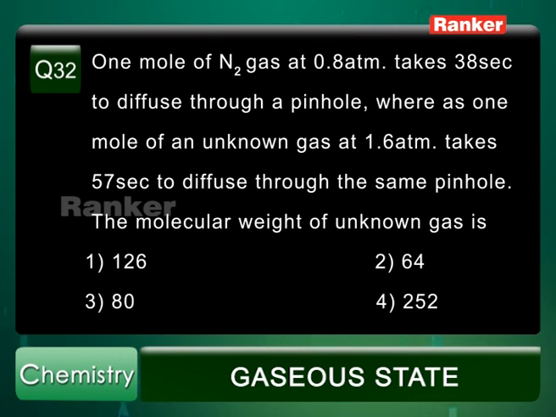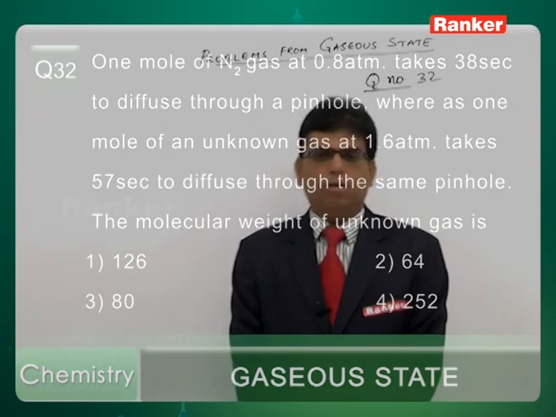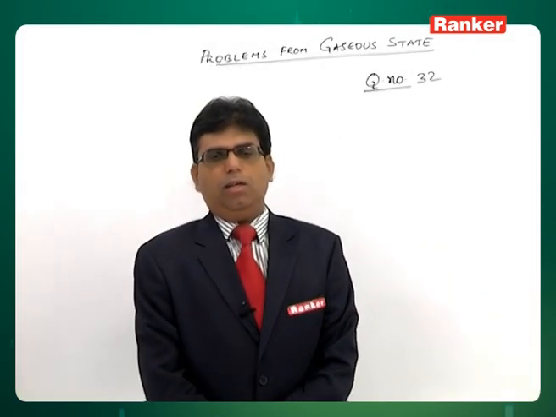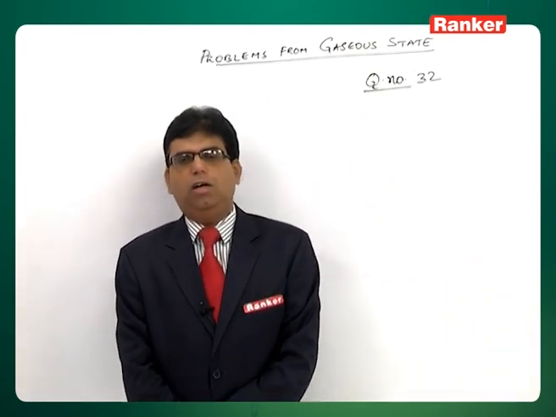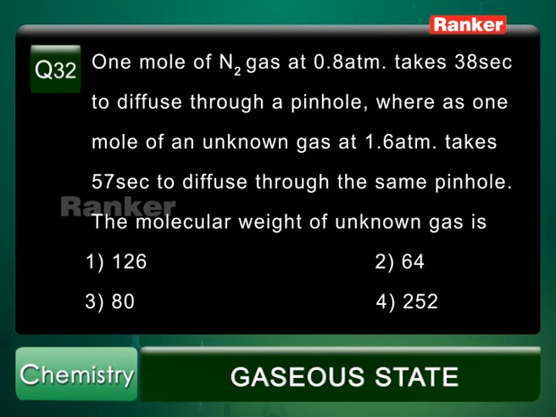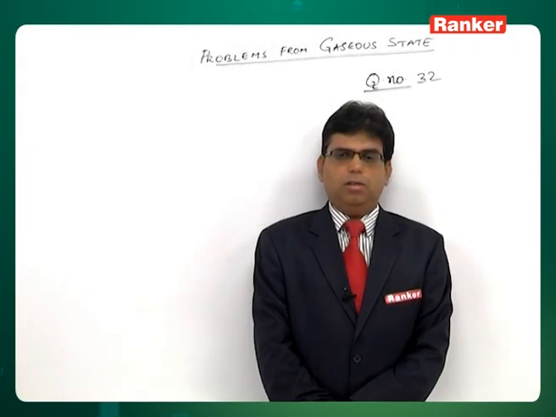The question says 1 mole of nitrogen gas at 0.8 atmosphere takes 38 seconds to diffuse through a pinhole, whereas 1 mole of an unknown gas at 1.6 atmosphere takes 57 seconds to diffuse through the same pinhole. The molecular weight of the unknown gas is. So, here the pressures at which the 2 gases diffuse are different. One is at 0.8 atmosphere, the other is at 1.6 atmosphere, and the time taken is also different, right.